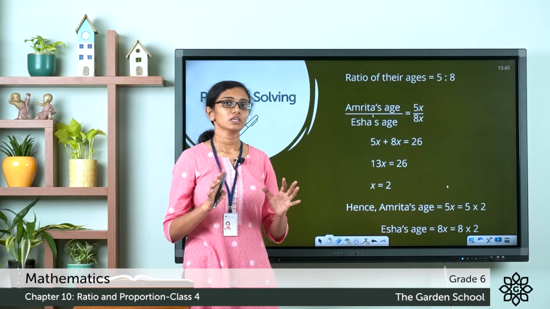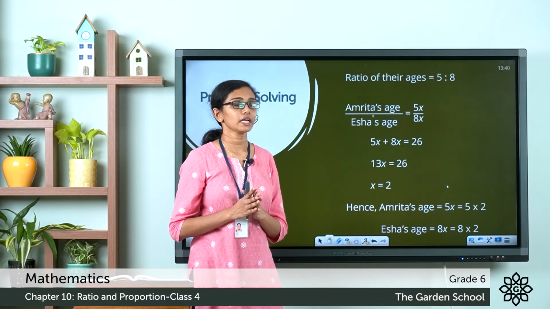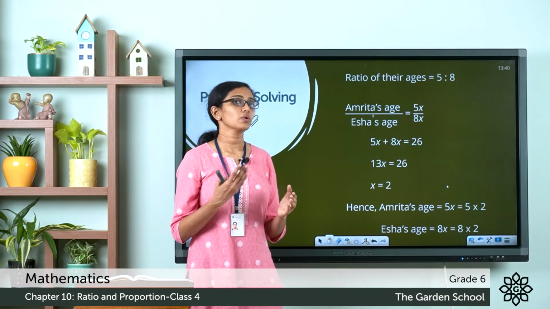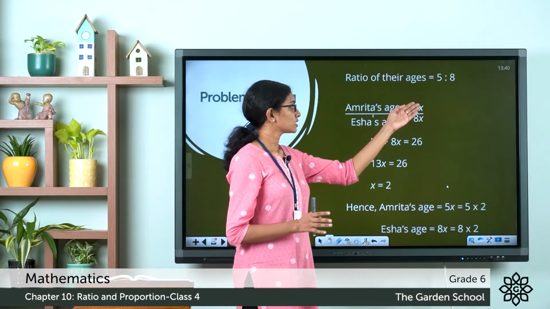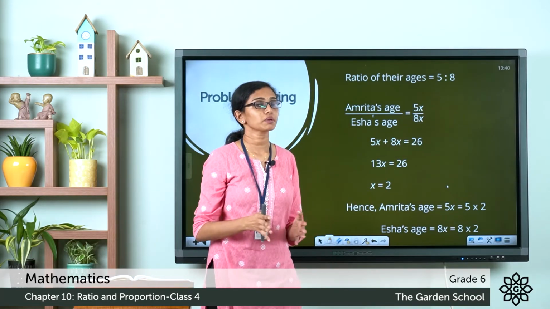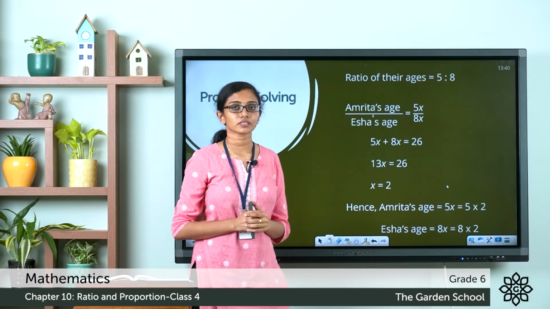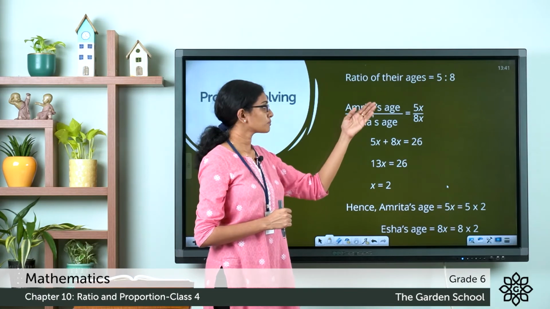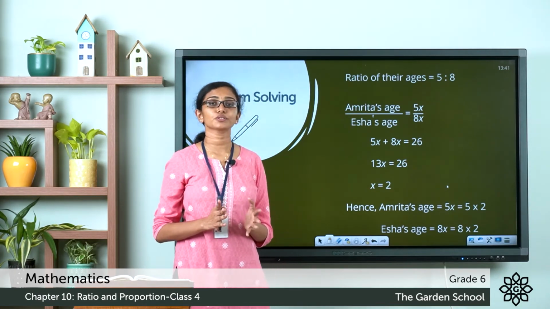Like we said before, the actual ratio of Amrita's age to Isha's age will be a multiple of the ratio 5:8. So we don't know their actual ages. We need to find them. And since 5/8 is the simplest form, x represents the number that has to be multiplied in the numerator and denominator to get the fraction that represents the actual ages. So 5x by 8x. It is also mentioned that the sum of their ages is equal to 26.